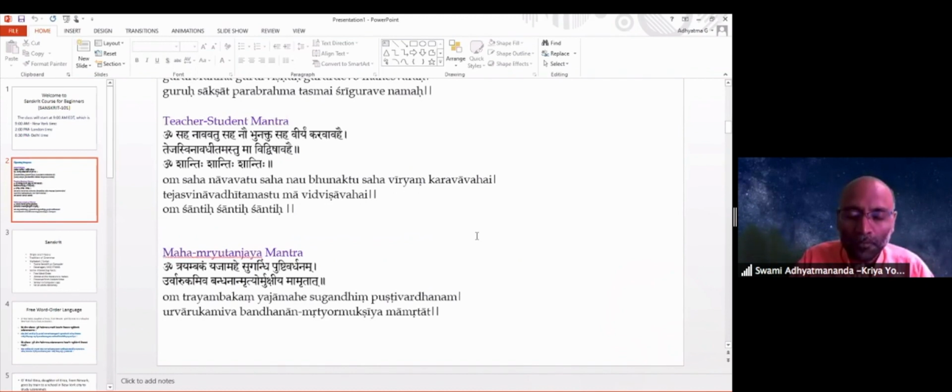Om Trayambakam Yajamahe Sugandhim Pushtivardhanam Urvarukam Iva Bandhanan Mrityor Mukshiyamamrutat. Om Shanti Shanti Shanti.